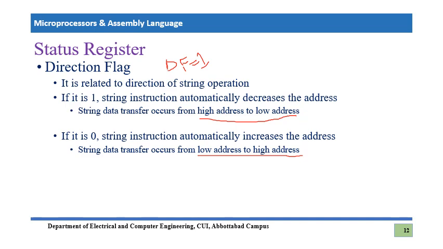This is something that we are going to explore in further detail when we deal with string data transfers. But so far we are okay with the direction flag like this. If DF is equal to 1, then string data transfer occurs from high address to low address, and if DF is equal to 0, then data transfer occurs from low address to high address.